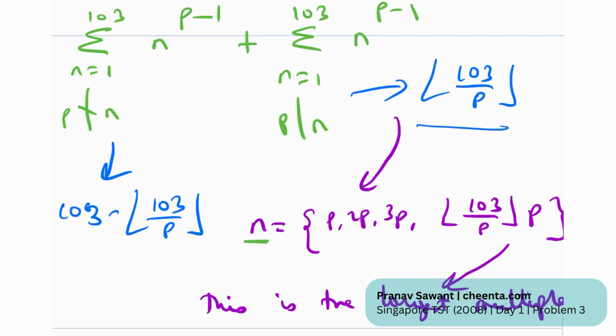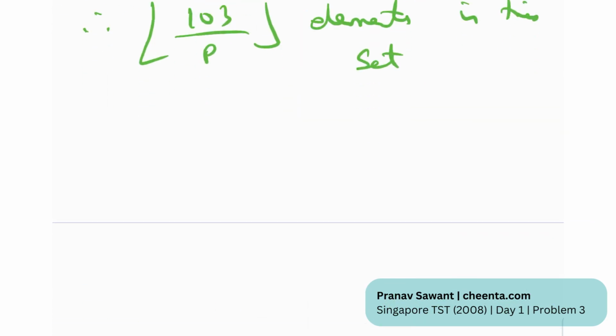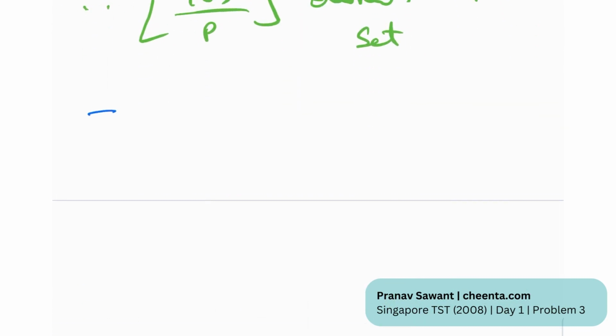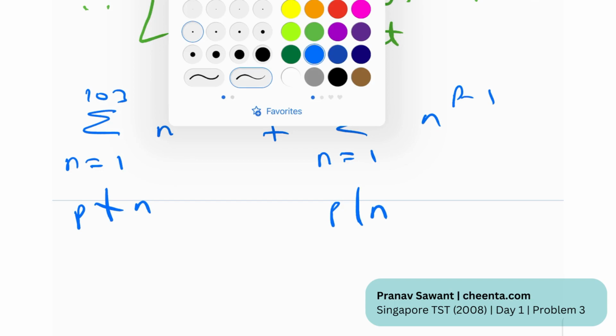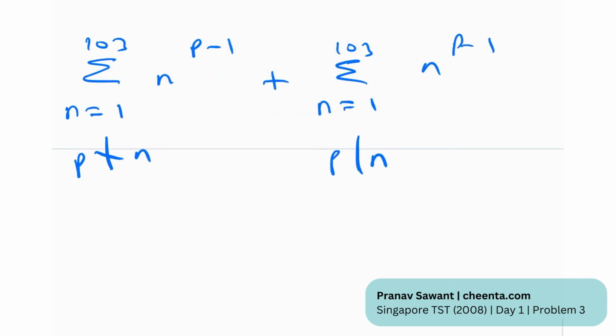Now, once all this discussion is done, let's come to the main thing. I'll just rewrite the sum once more. The sum over n equal to 1 to 103 of n raised to p minus 1 such that p does not divide n, plus the sum over n equal to 1 to 103 of n raised to p minus 1 such that p actually divides n. Now what we're going to do is reduce modulo p.